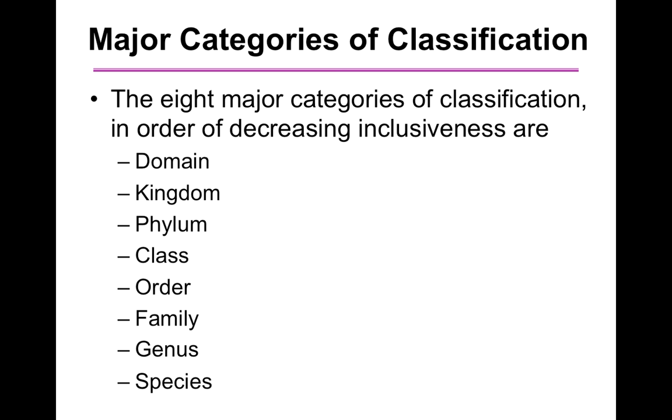Major categories of classification, these are the ones you might have to remember for the test. The eight major categories of classification, in order of decreasing inclusiveness, are domain, kingdom, phylum, class, order, family, genus, species. For the human, the domain is Eukarya. You have to study all of these, as they will be on the quiz and test.